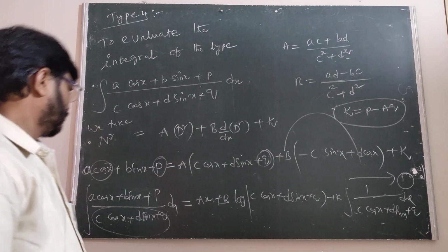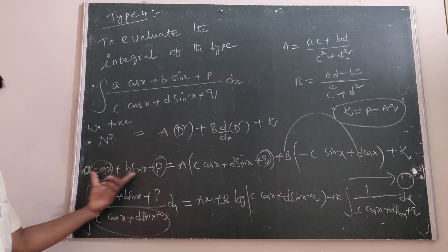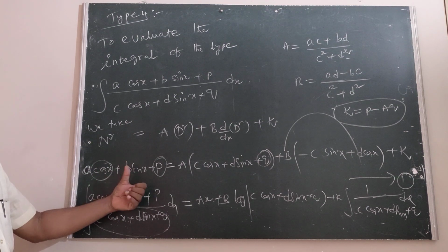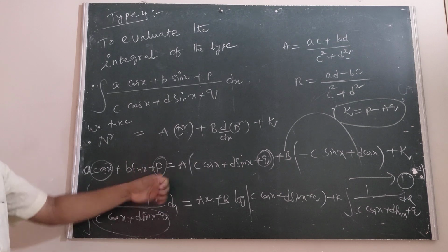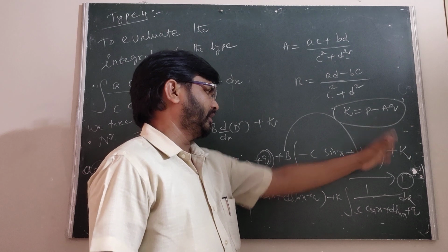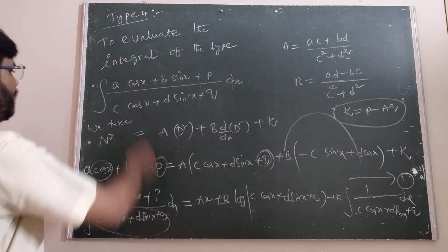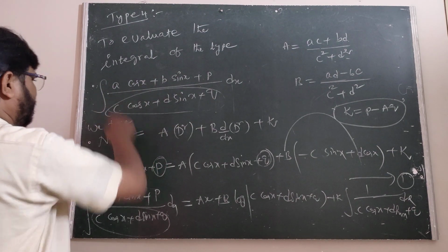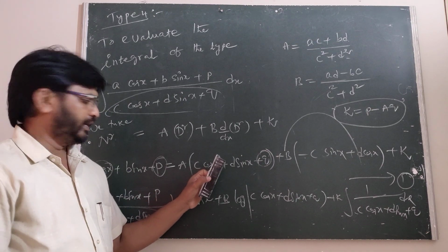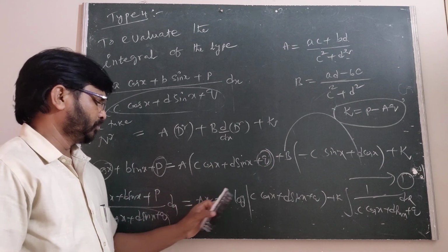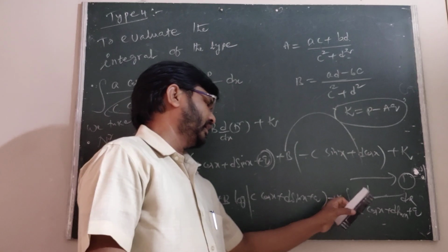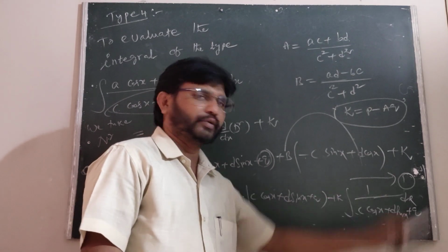Is it clear? Now we have this one. This is a cos x plus b sin x plus p. We take it equal to A into denominator plus B into derivative of the denominator plus k. After that we divide by the denominator and apply the integral on both sides. Now this by this is 1. Integral 1 into dx is x. Now B into log mod of denominator plus k integral 1 upon denominator into dx.